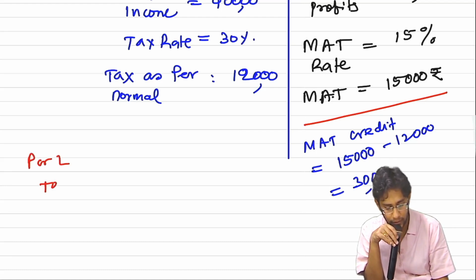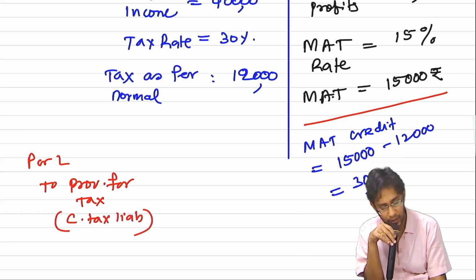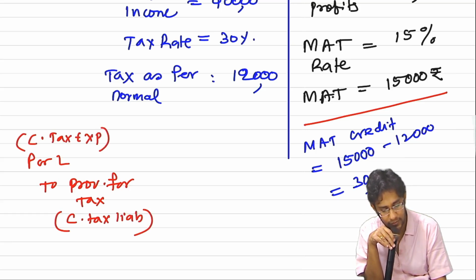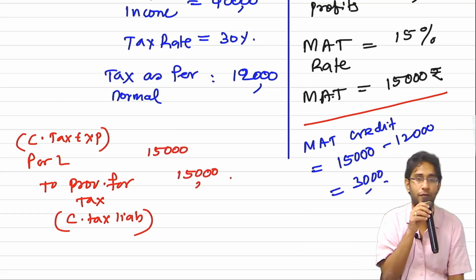PRL account debit to provision for tax. This only we call as current tax liability. The debit portion is only called current tax expense. Okay, this amount is recorded with what amount? 15,000, because this is my actual tax that I am supposed to pay for the current year.